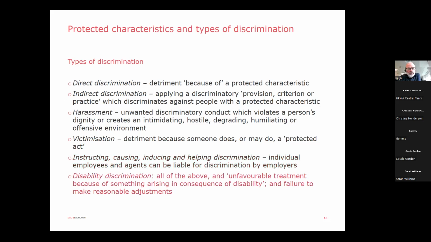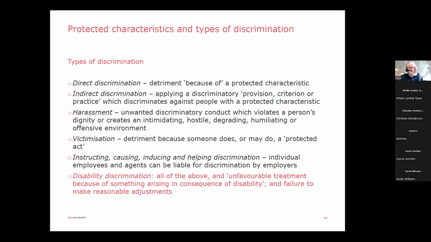I've included disability discrimination, which is not technically a kind of discrimination. Obviously it's discrimination relating to a particular protected characteristic. But the reason why I've included it separately on this list is there are some kinds of discrimination which only relate to disability. There are two of them, and the first one is, and this is the wording from the statute, unfavorable treatment because of something arising in consequence of disability. Which probably takes a couple of readings before you understand what it's getting at.